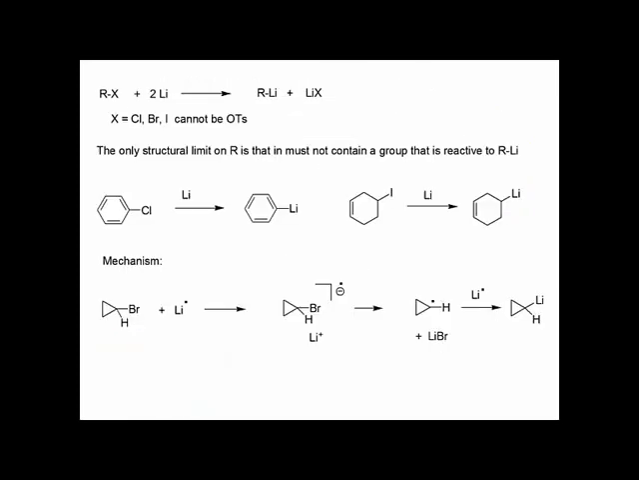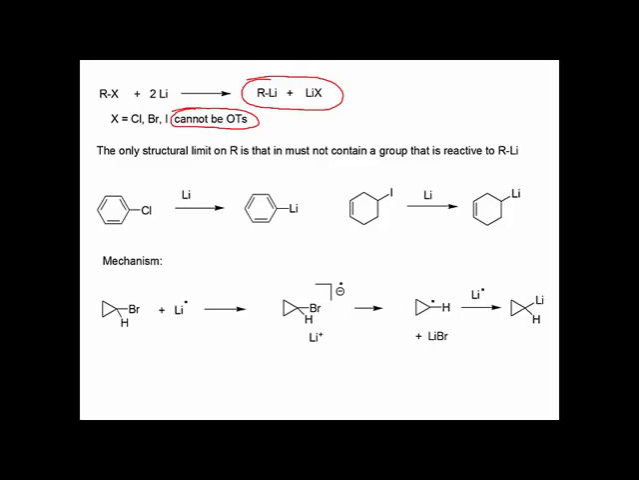So let's look at how we form organolithiums. Organolithiums are formed by the reaction of an alkyl halide. Important here that it has to be a halide. This is one of the reactions where we just can't substitute a tosylate for a halide. And this reaction in the balanced equation will produce the organolithium reagent and 1 mole of the lithium halide as a byproduct.